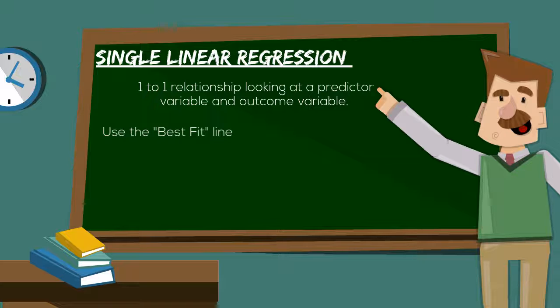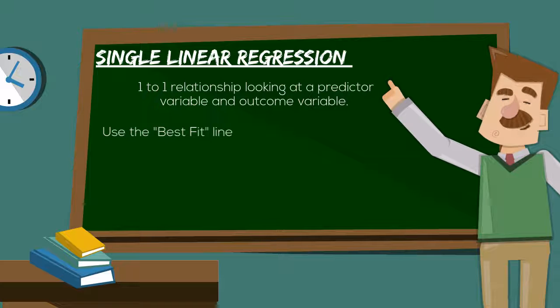Simple linear regression uses the line that we talked about earlier, the linear line, which is called the best fit line. It's called the best fit line because it is the best line that you can come up with. It's not going to be 100% right all the time, but it is going to be the best line that fits your data for your predictability.